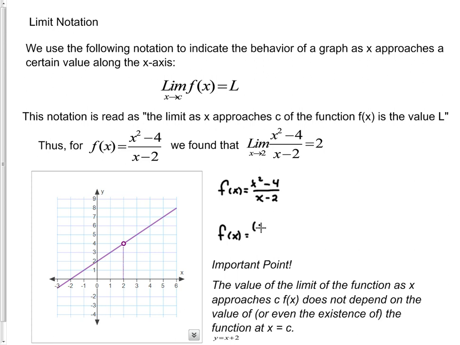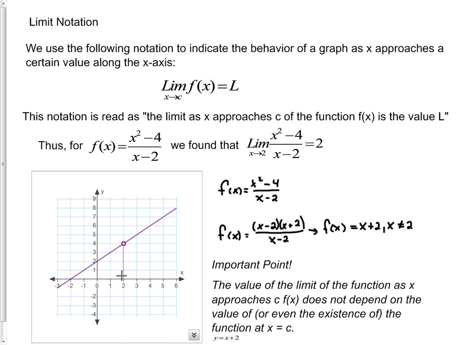So we had x minus 2 times x plus 2 here, and we're dividing that by the quantity x minus 2. We note that's a common factor, and so this function f of x is exactly the same as the function x plus 2, provided that x is not equal to 2. And we said that at x equals 2, we get this hole in the graph. Okay, so what happens at this hole in the graph?